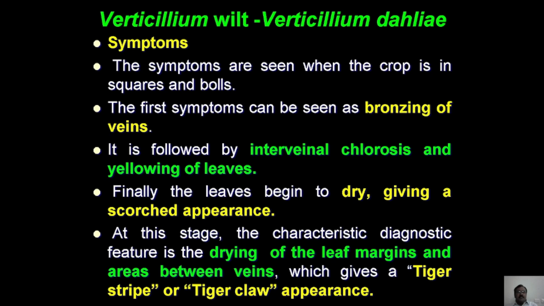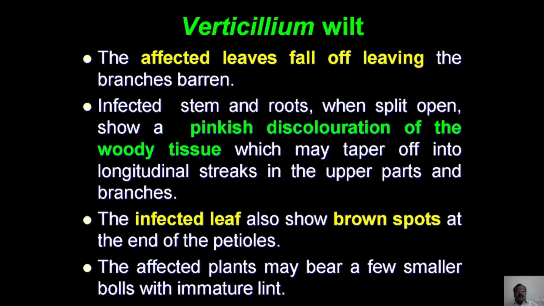And the next important disease is Verticillium wilt caused by Verticillium dahliae, and the symptoms are seen when the crop is at the square or boll formation stage. The first symptom can be seen as the bronzing of veins, which is followed by the intervenal chlorosis or yellowing. Finally, the leaves begin to dry, giving a scorched appearance. At this stage, the characteristic diagnostic symptom, that is drying of leaf margin and the area in between the veins, shows a tiger claw like symptom, which is referred to as the tiger claw or tiger stripe symptom. And the affected leaves may fall, leaving the branches barren.